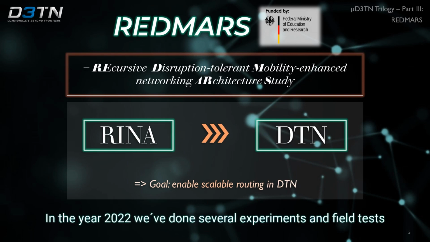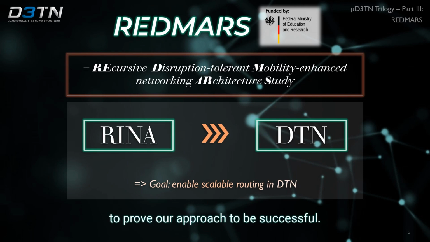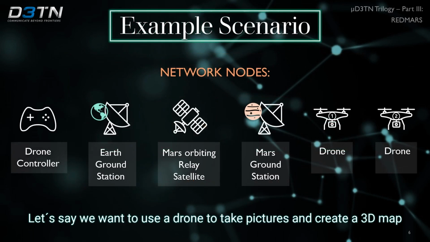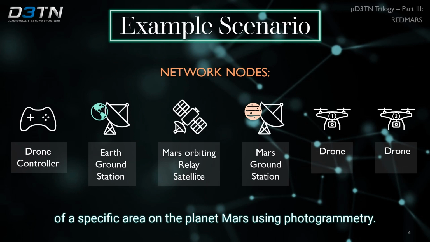In the year 2022, we've done several experiments and field tests to prove our approach to be successful. As a basic introduction to our project activities, I will first show you a scenario step by step before explaining the actual approach. Let's say we want to use a drone to take pictures and create a 3D map of a specific area on the planet Mars using photogrammetry.